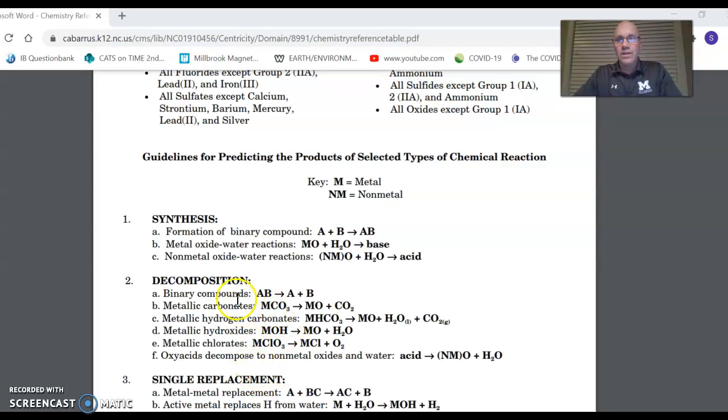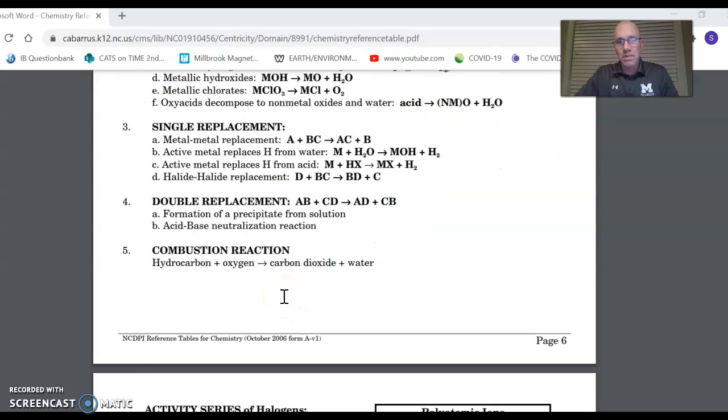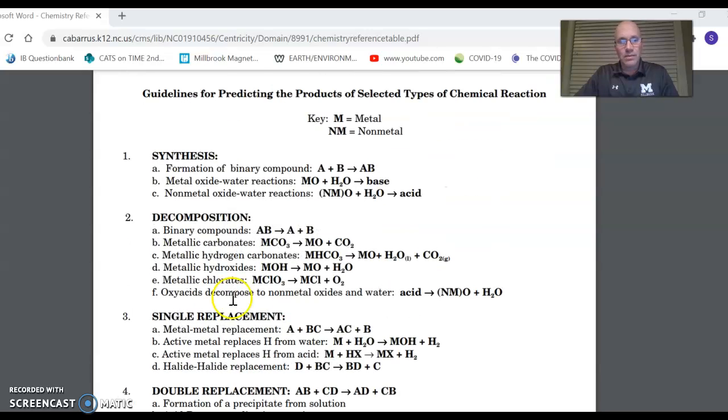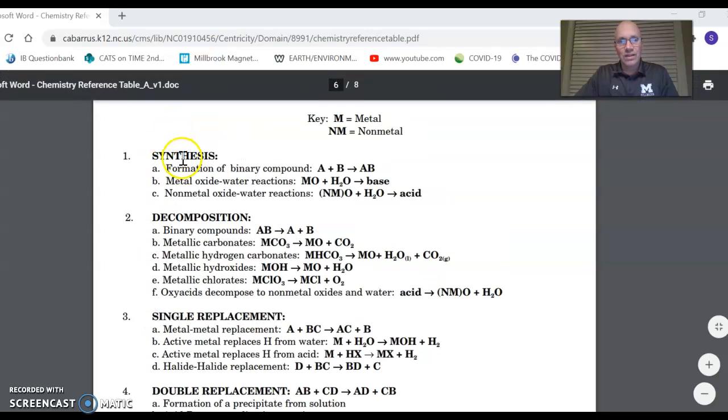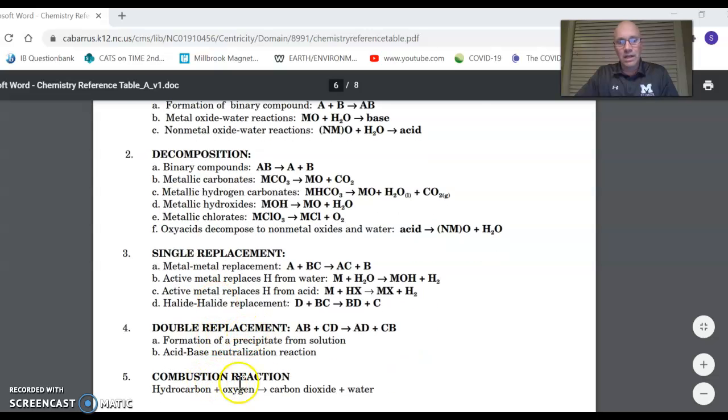Hey guys, in this video I wanted to go a little bit more into some types of decomposition reactions. The nice thing about decomposition reactions is that there's actually a guide to the types of decomposition reactions that you're responsible for in the reference guide. Again, this is on page 6 of the reference guide, and you can actually see they list all the different types of reactions. You've got synthesis, decomposition, single replacement, double replacement, and combustion.